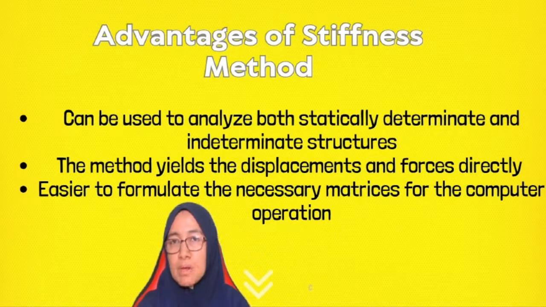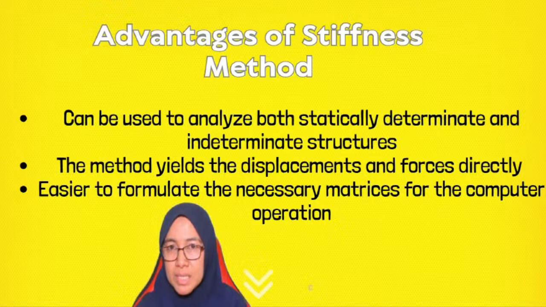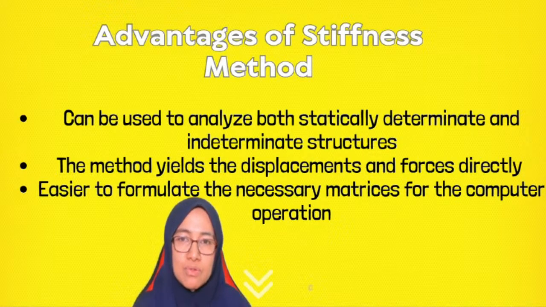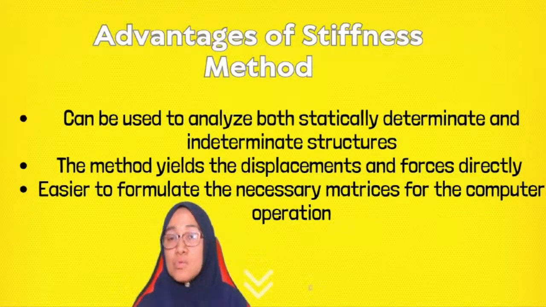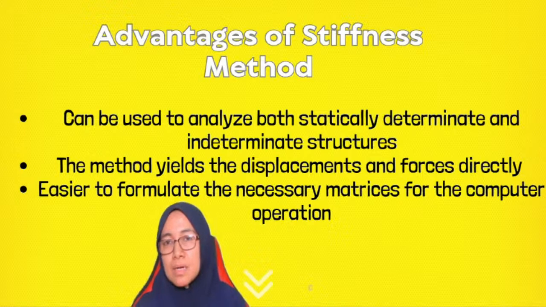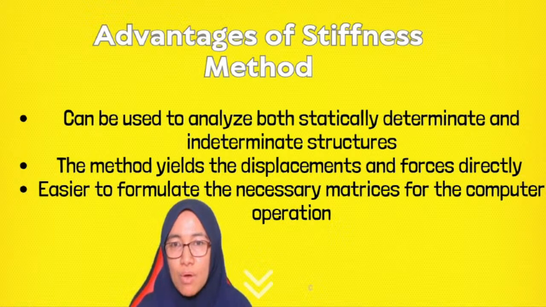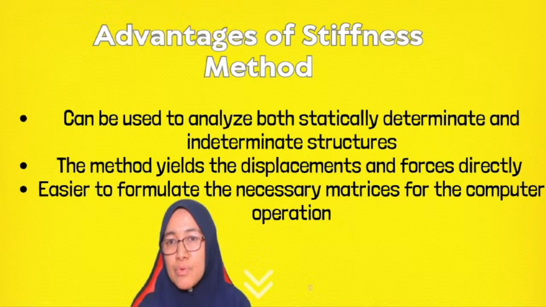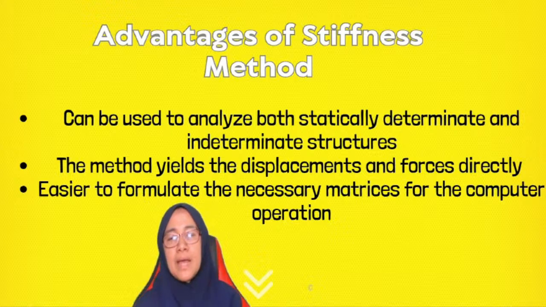Reaction at the support actually occurs in the constrained system. So what's the difference between unconstrained and constrained? Constraint refers to support. I repeat again, constraint refers to support. So at a support, there are unknown reactions. Okay, that is advantage number two.